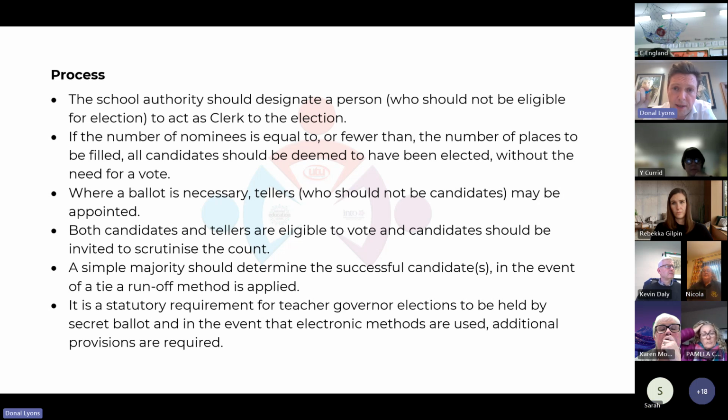that the position is being contested, the tellers who can't be candidates, you can't necessarily run for election and count your own votes, tellers will be appointed. And you can see a pretty standard electoral system there. For anyone who's paying attention to these details, it will be called the first past the post system. Whoever has the largest pile of votes on the table at the end gets elected.